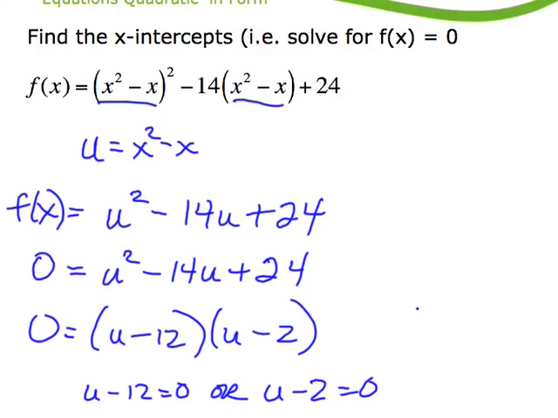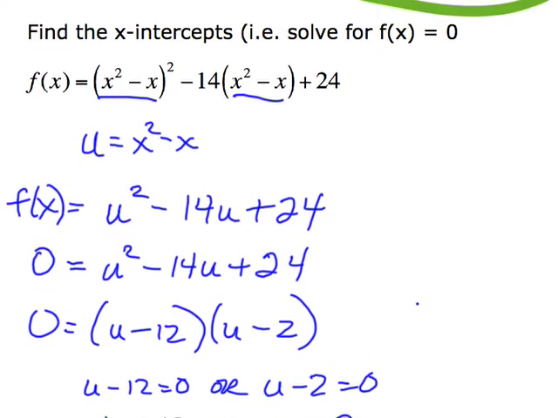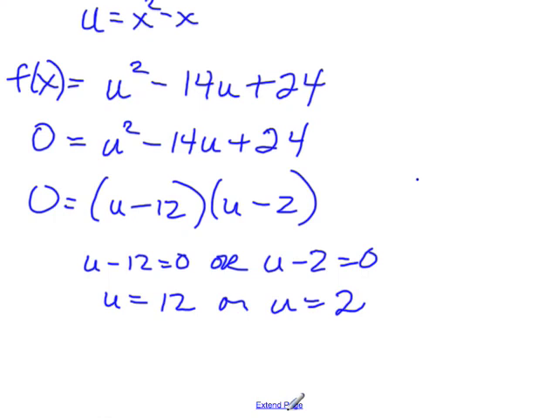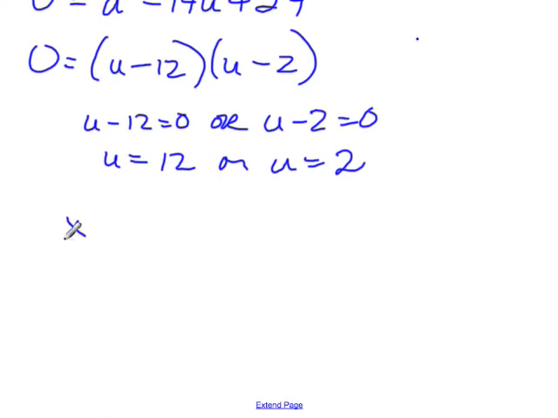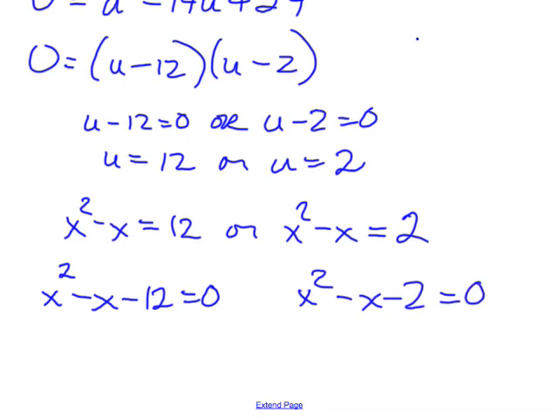Again, looking back, they don't want u, they want an x. So I'm going to have to replace that u with x squared minus x. So instead of u, it's going to be x squared minus x is equal to 12, or x squared minus x is equal to 2. Oh my goodness, now I've got two more quadratic equations to solve. So I have x squared minus x, bring the 12 over to this side, it'll be a minus. Now I'm going to have to solve this, x squared minus x minus 12 equals 0. And x squared minus x minus 2 equals 0. Now I have to solve that as well.